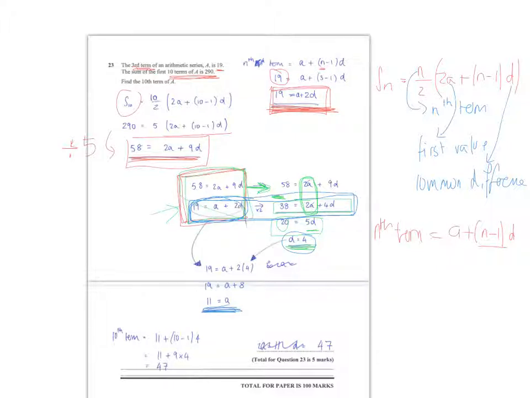Now, that is not the final solution. Final solution is to find the 10th term of the sequence. Well, we want the 10th term, i.e. when n is 10. I'm using this formula here. I know my a value, 11, my d value, which is 4, my n value, I'm looking for 10. So 11 plus 10 minus 1 times 4, 10 minus 1 is 9 times 4, plus the 11 gives me 47. So the 10th term in my sequence is 47.